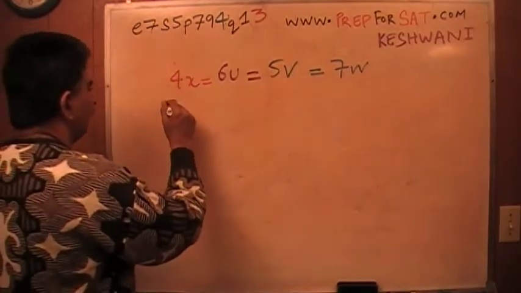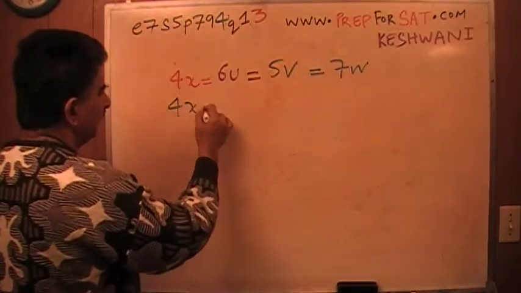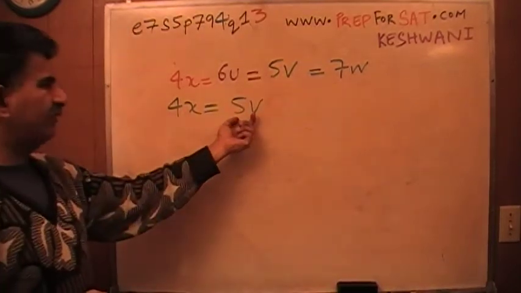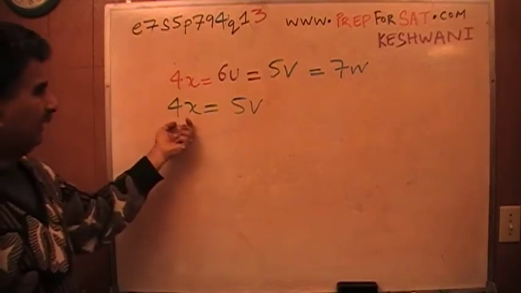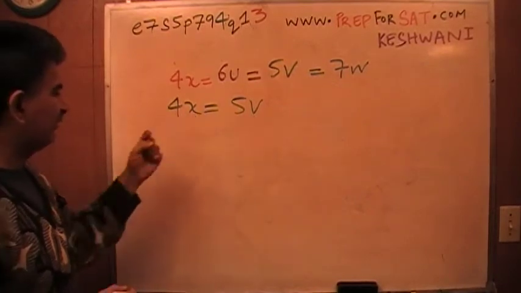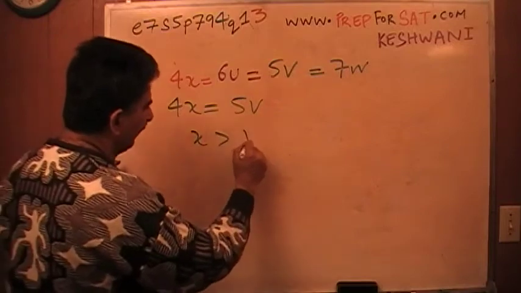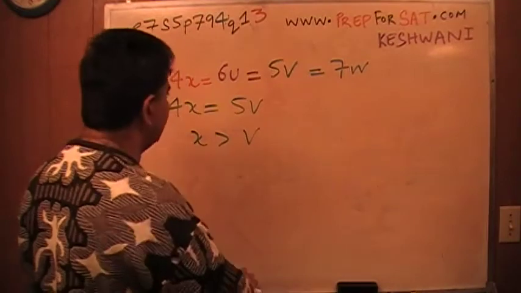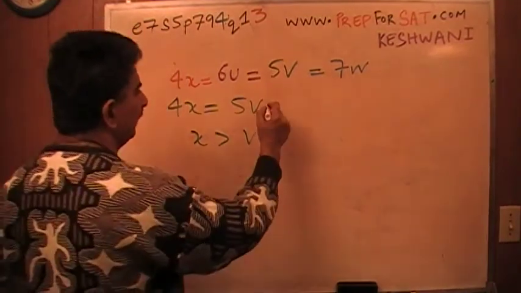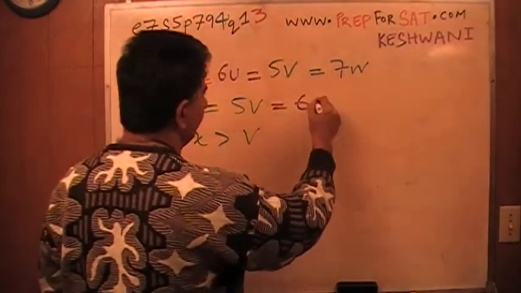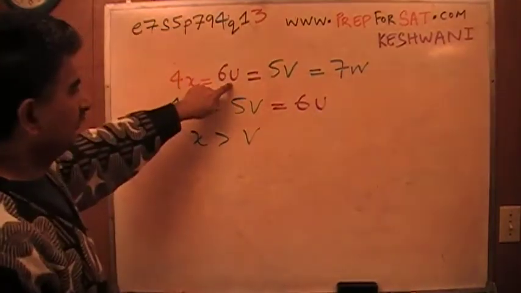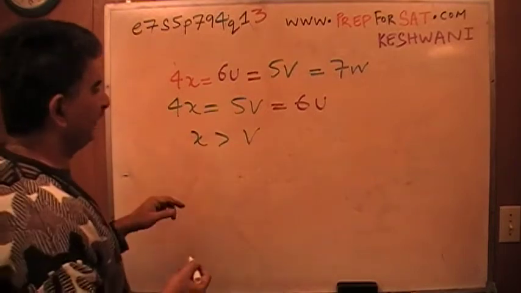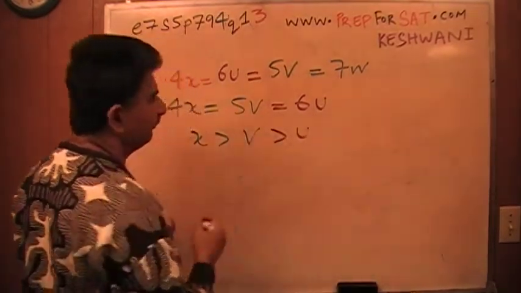Look, if 4 times some quantity is equal to 5 times some other quantity, if it takes 5 of these to equal 4 of these, that tells me right away that this v has got to be smaller than x. And then if it takes 6 of these u to equal 5 of v, that tells me that v has to be greater than u.